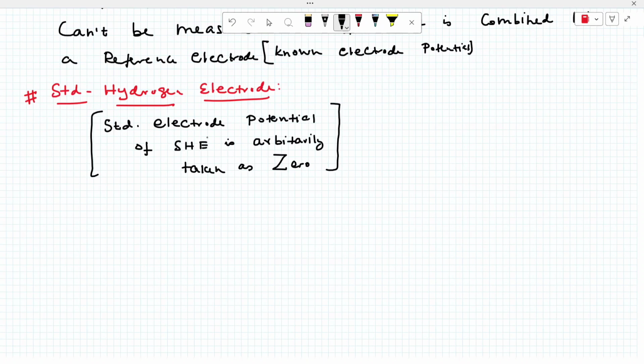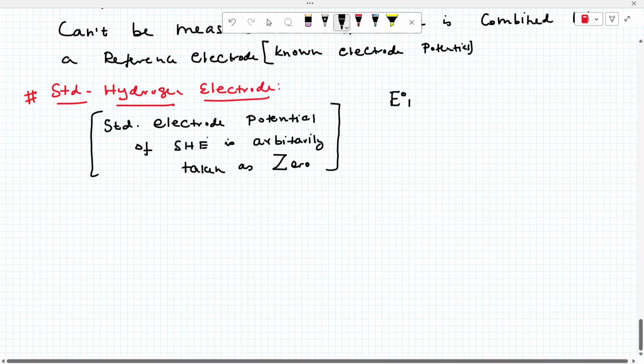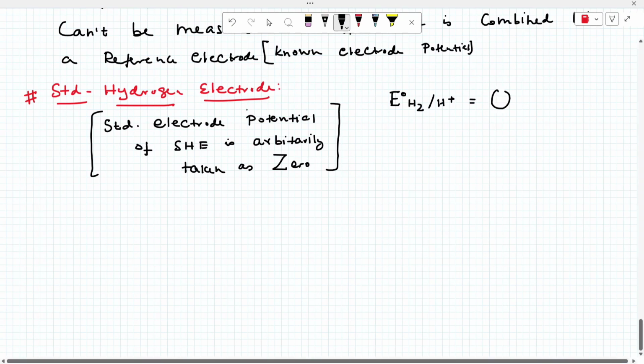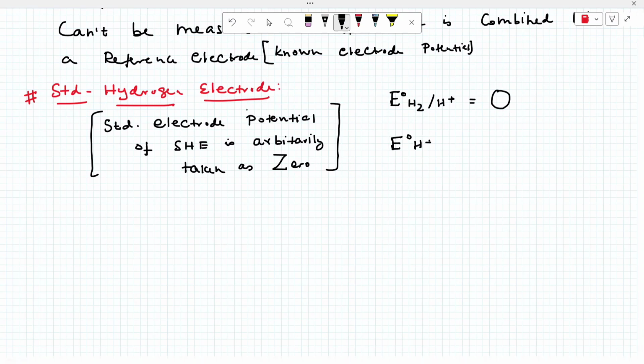Now what is the beauty of SHE? SHE can act as both anode and cathode. You got the point, okay? Take the electrode potential of H2 giving H plus. Which one is it, SRP or SOP, students? H2 gives H plus, so it is SOP. Its value is 0. Similarly, E naught of H plus to H2, its value is also 0.